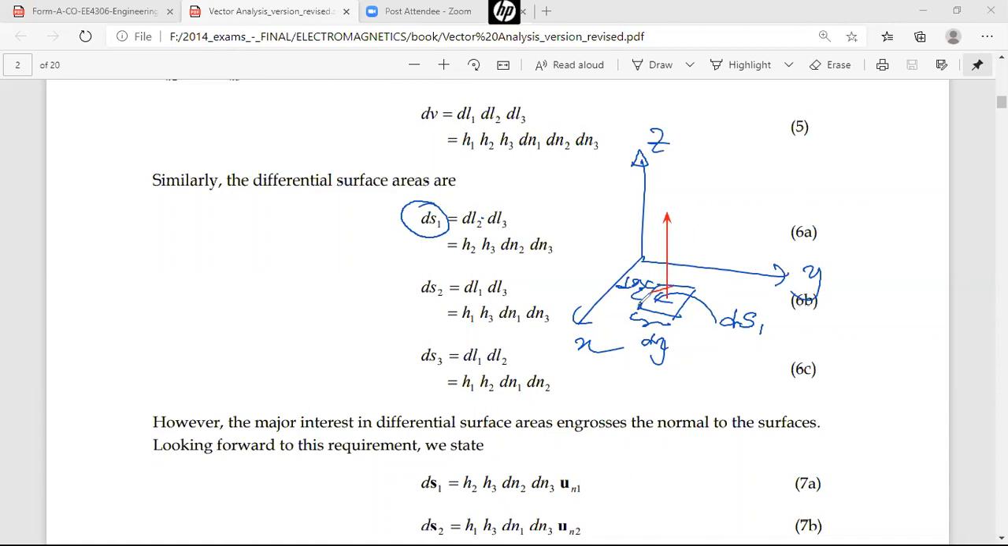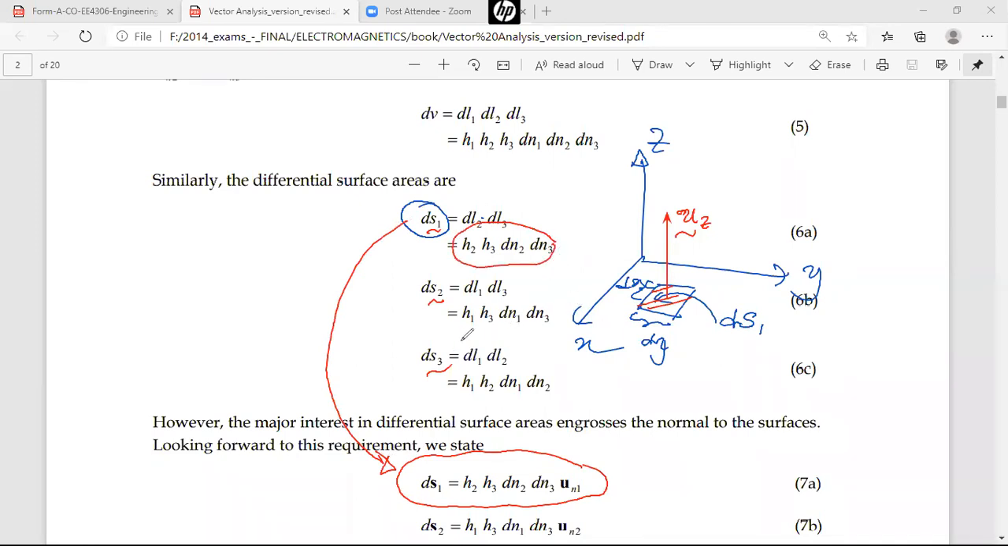Okay, for this surface area, the direction is along this way. So these are also vectors. ds1, ds2, ds3 represent the vectors. The direction for this surface area is z, therefore you have to multiply this amount by uz, the unit vector. As an example, you can see here ds1. You can convert it into vector form. Here it just represents the amplitude.